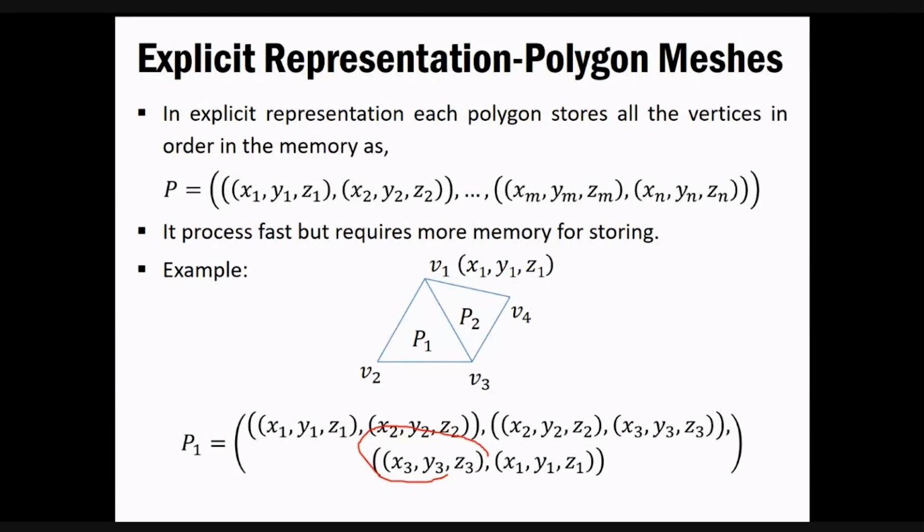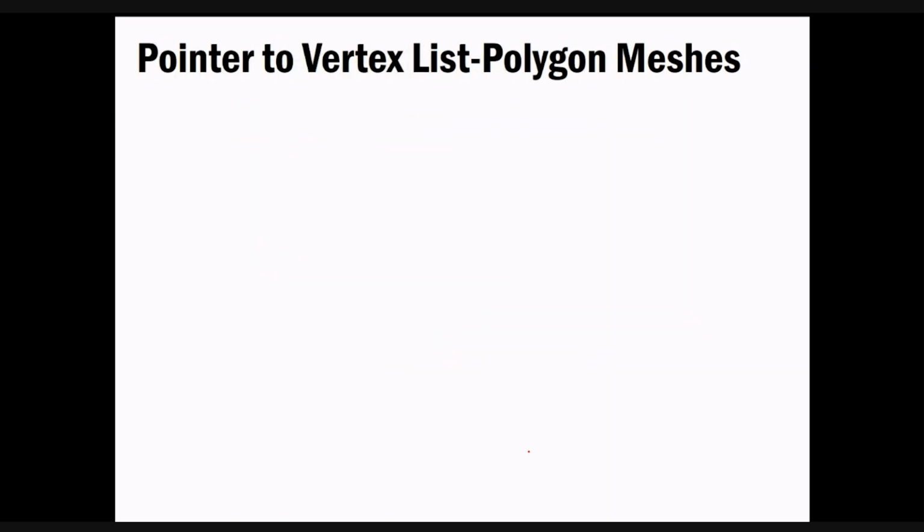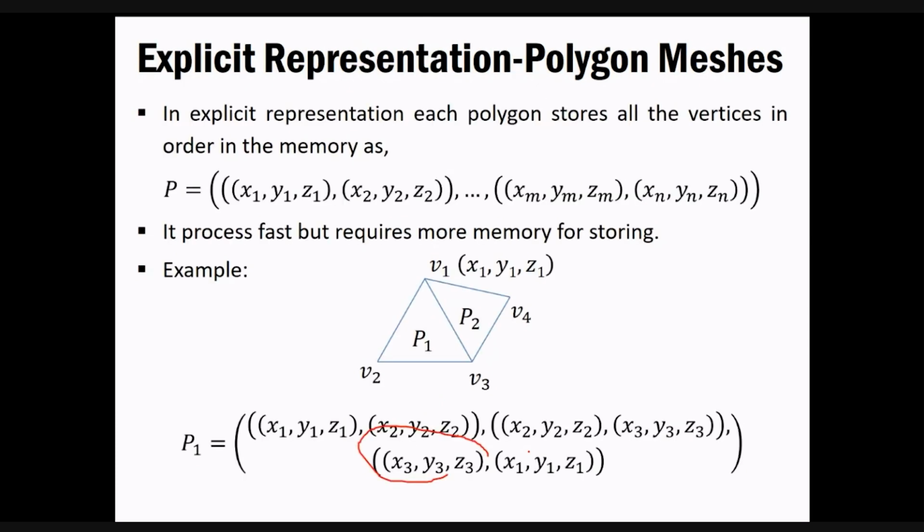If your information is redundant, then it is going to take more memory into consideration. That's why it says that although it is fast, more memory is required because redundant information is getting stored. Similarly for P2, you can write the same thing as we have for P1.